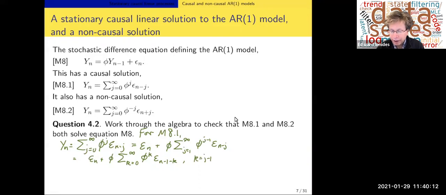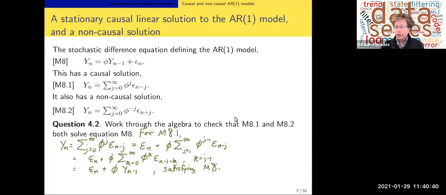Okay, and then I can recognize that as epsilon n plus phi times Y n minus 1. This is assuming M8.1 holds, which then satisfies M8.